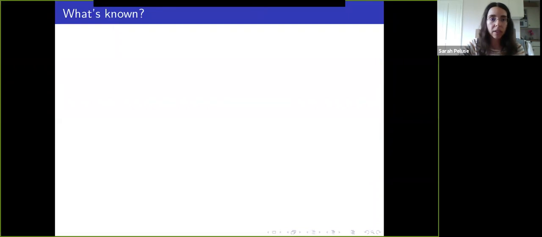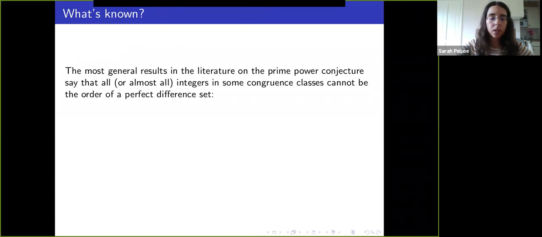So what's known besides this computational evidence? There are a lot of results about specific perfect difference sets, but the most general ones in the literature are about possible orders of perfect difference sets that lie in some congruence classes. There are results that eliminate all or almost all integers in some congruence class from possibly being the order of a perfect difference set.